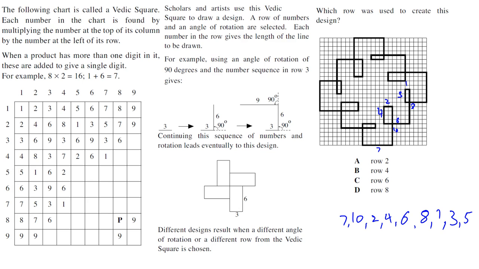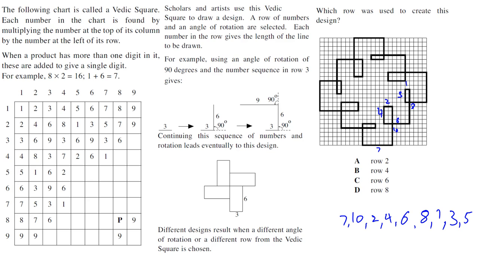Is it row 2? No, row 2 here doesn't seem to contain this pattern. Is it row 4? We do have 2, 4, 6, 8. 1, 3, 5. And then a 7, 9. This actually matches most closely.